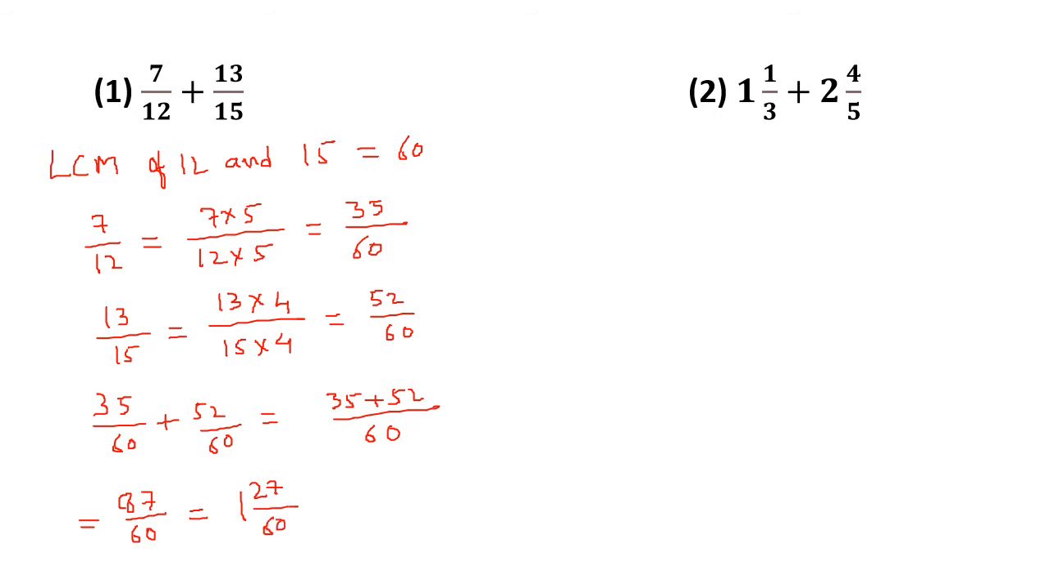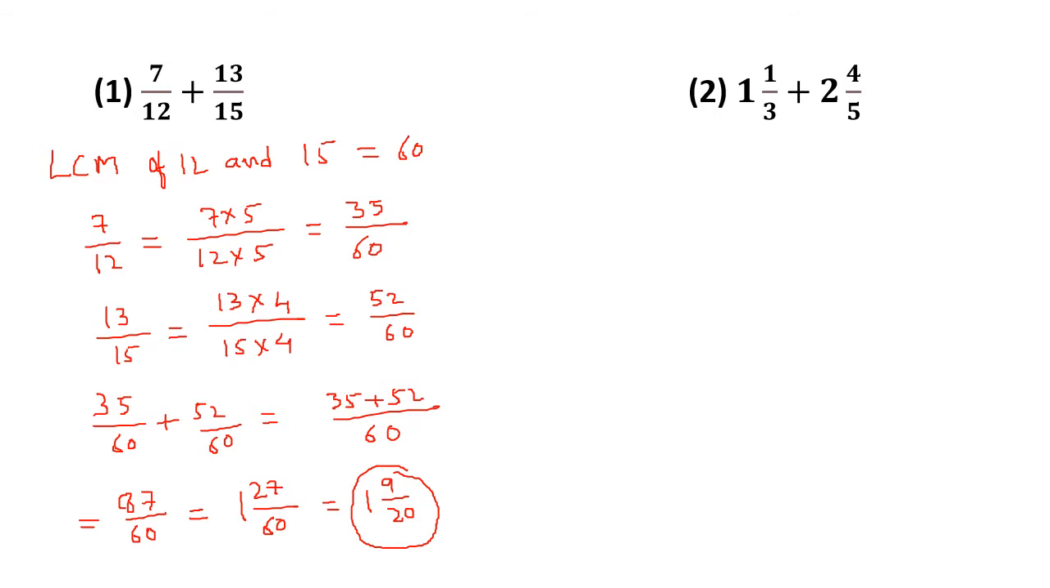Now 27 and 60 are not in the simplest form, so let us divide by a common number. Both of them can be divided by 3. So 27 divided by 3 is 9 and 60 divided by 3 is 20. So this is my answer: 1 whole 9 over 20.